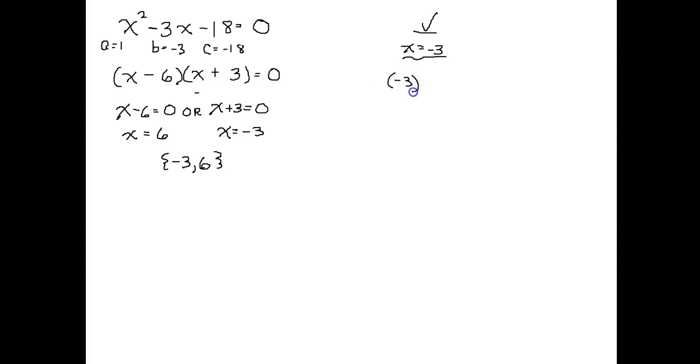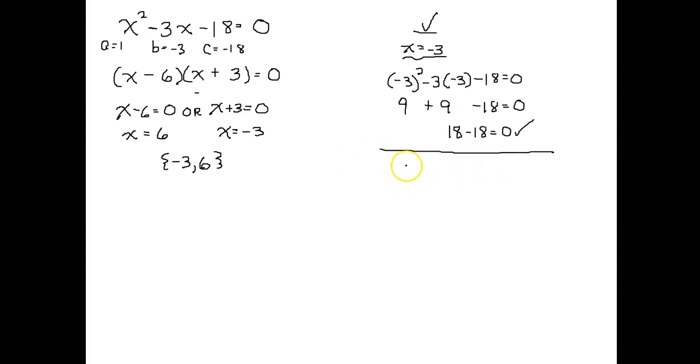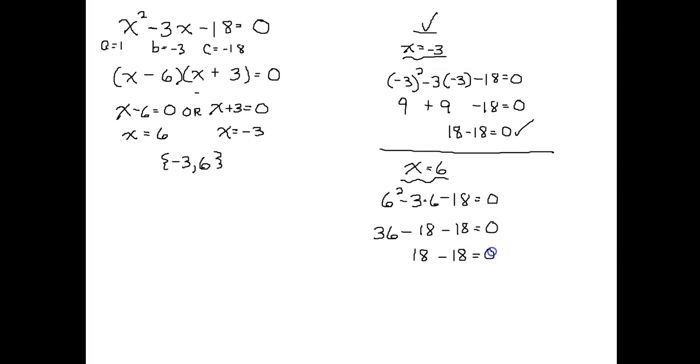We can plug negative 3 back in for x in x squared minus 3x minus 18 equals 0. We get 9 plus 9 minus 18 equals 0. So we get 18 minus 18 is 0. And that's true. We can also plug 6 into the original equation. x squared minus 3x minus 18 equals 0. So 6 squared is 36. Minus 3 times 6 is 18. 36 minus 18 is 18. And 18 minus 18 is 0. So each one in its own right is a solution to that equation, and that equation has two solutions.